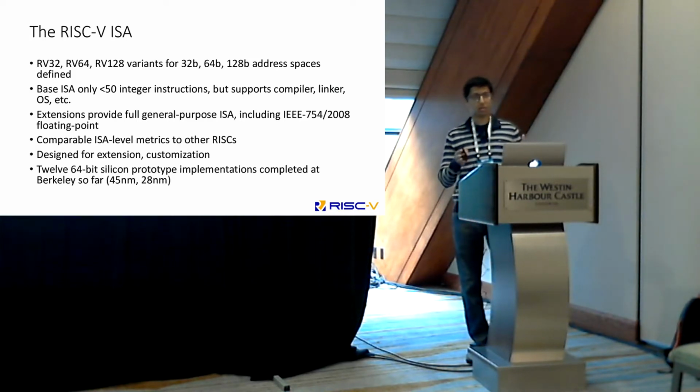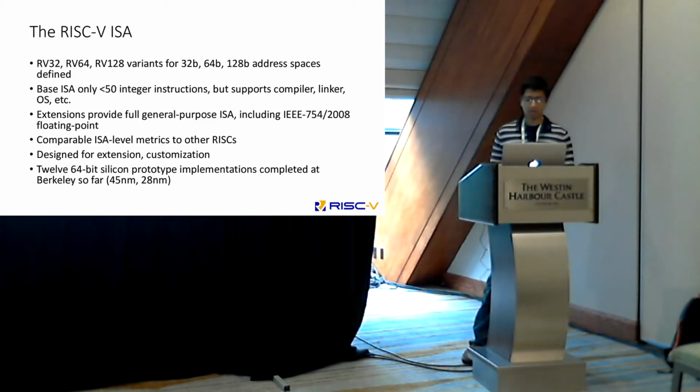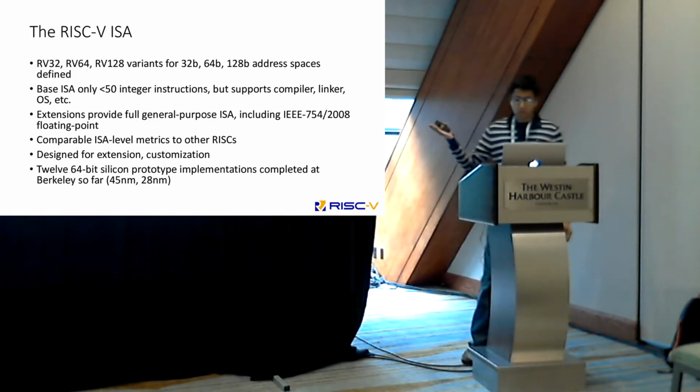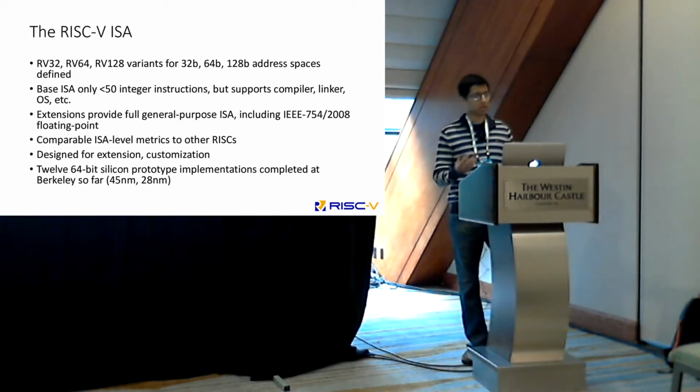So the ISA is designed to adapt very well to future extension without breaking everything and making things like virtualization really hard. And like I said earlier, we've had 12 64-bit silicon prototypes. So they're actually real implementations of RISC-V that we have. We run Linux on them, stuff like that.